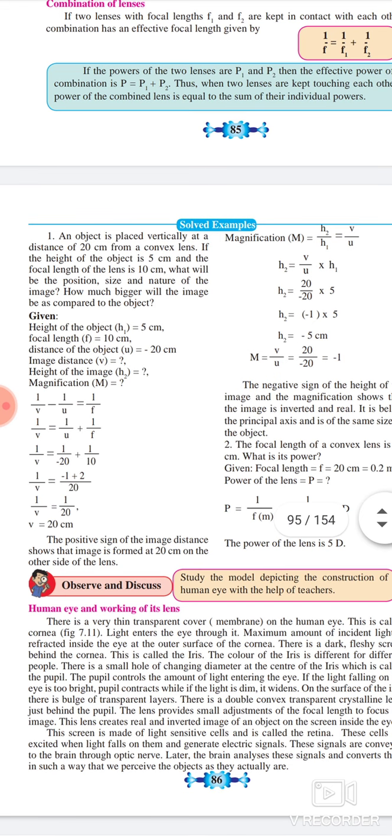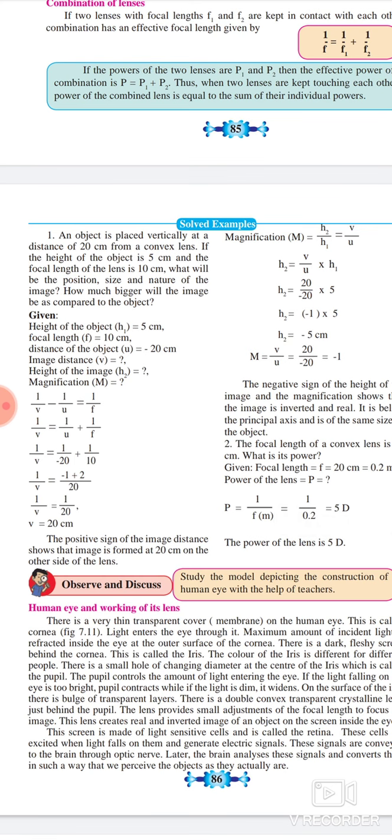So here we are taking it on the left side, and when we are taking the distance on the left of O, we are taking it as negative. That's why you can see in the given, children, u is equal to minus 20 cm. If the height of the object is 5 cm, that means h1 is equal to 5. And the focal length we always take as f. It is 10 cm. Then what you have to do? You have to find out the position, size and nature of the image.